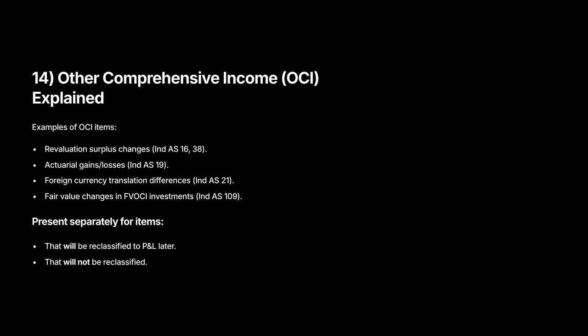Other comprehensive income, OCI explained. OCI examples: revaluation gains, actuarial gains, losses, foreign currency translation differences, and fair value changes in certain investments. Separate OCI items into two groups: those that will be reclassified to P&L later, and those that will not. Present them clearly so users know which items may affect future profit.